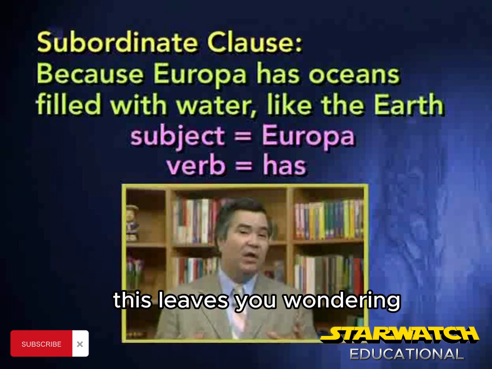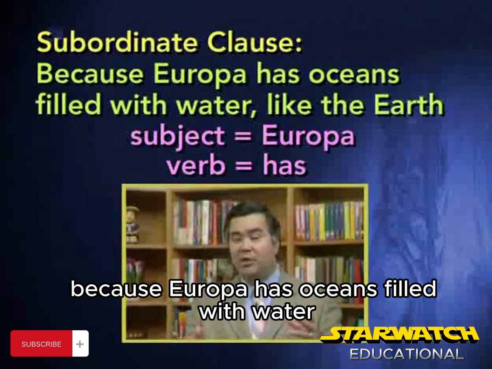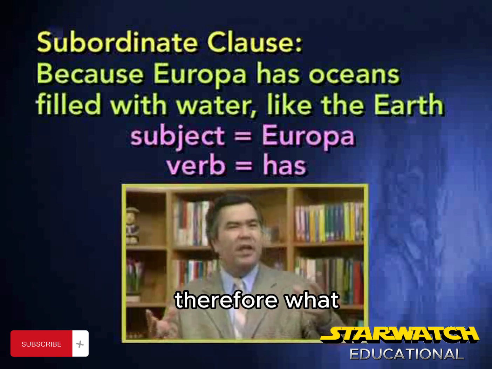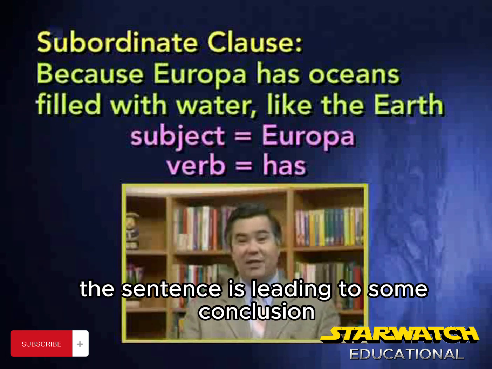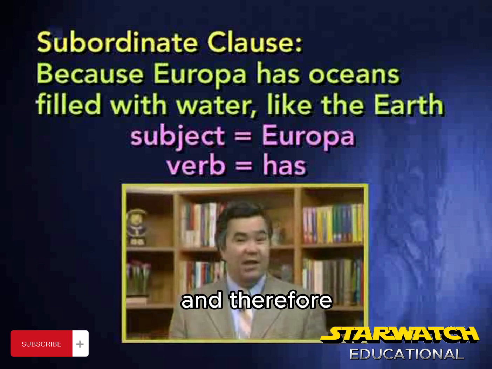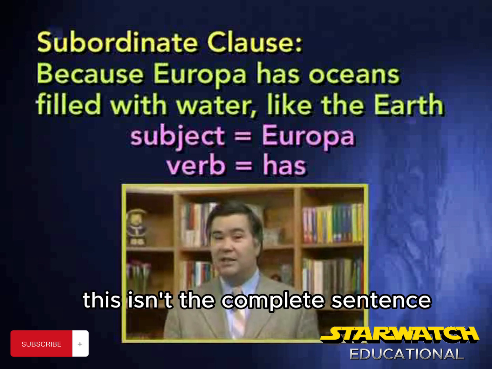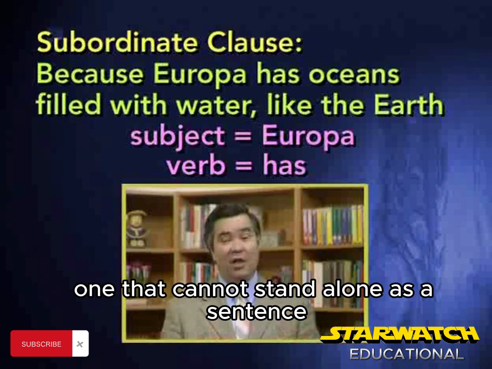This leaves you wondering what the speaker is getting at. Because Europa has oceans filled with water, therefore what? We're waiting for some conclusion. It sounds as though the sentence is leading to some conclusion, but none is presented. And therefore, this isn't a complete sentence. Rather, it's a subordinate clause, one that cannot stand alone as a sentence.